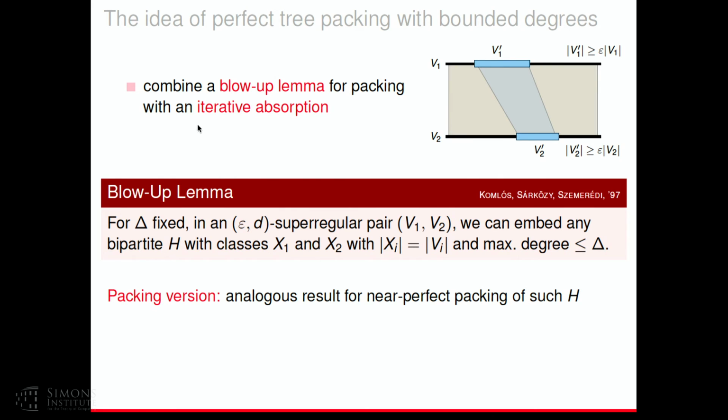Now, what was shown for this solution of the maximum degree tree packing conjecture was an analogous result for putting not just one copy, but many copies, namely so many that I get actually a near perfect packing. Good, so that's how they obtained this.